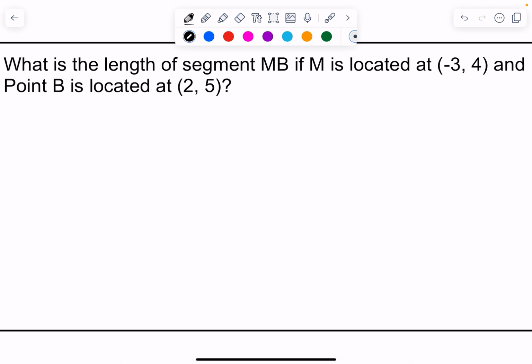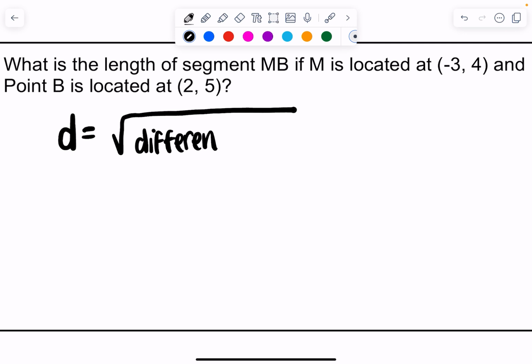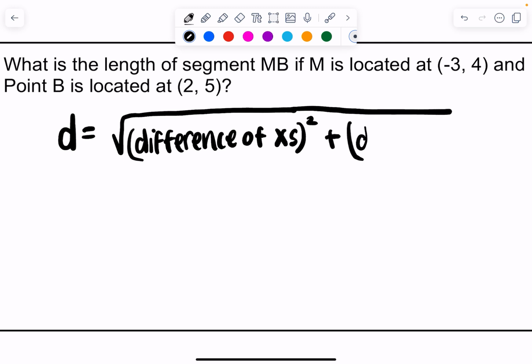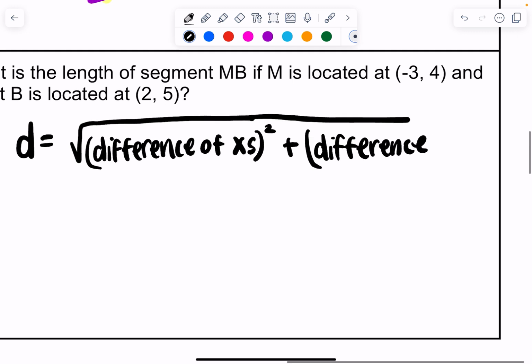So I'll even write it down. So we'll say d equals the square root of the difference of x's squared plus the difference of y's squared, and then we'll take the square root of those numbers.